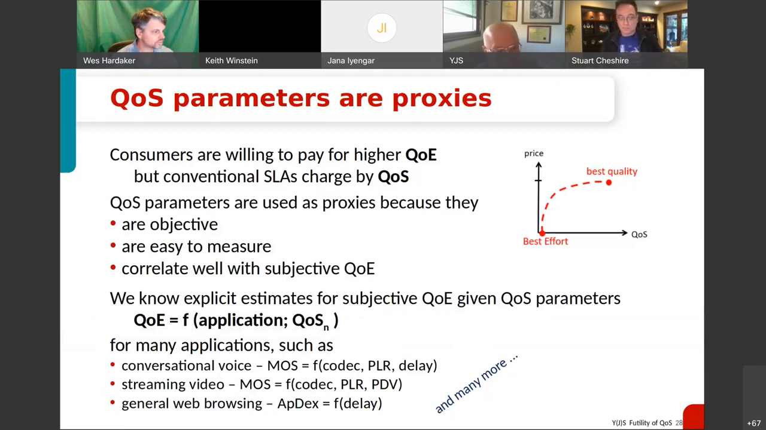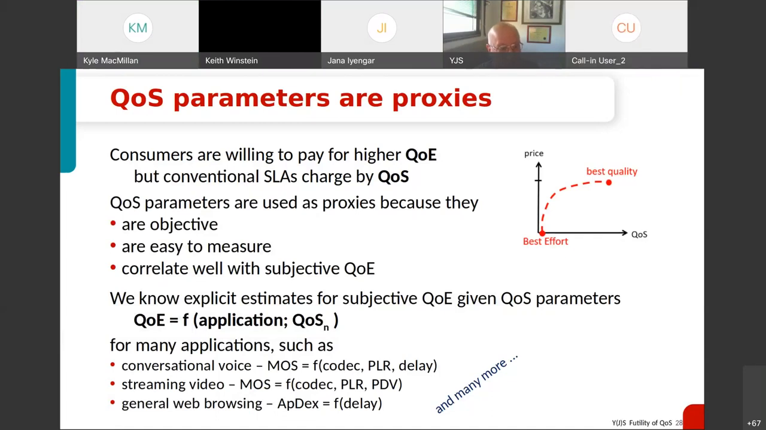The reason that people use QoS is because it's related to QoE. Once again, I'm sure everyone here knows the difference, but by QoE I mean the subjective quality of experience as the end user feels it. QoS is a bunch of parameters which are basically objective. That is, they're not subjective. They can be measured and defined well. They're easy to measure. That's the basic property of it.